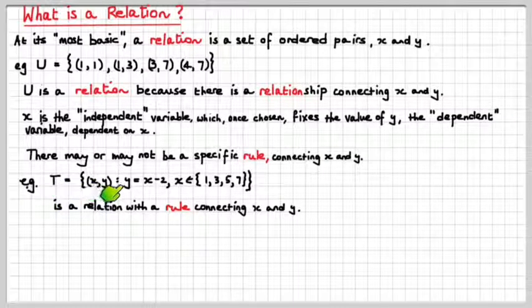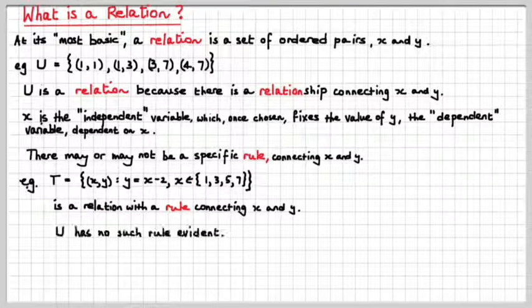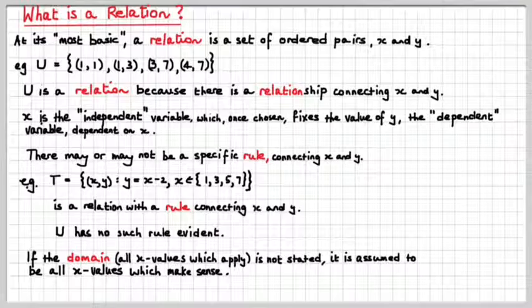This is a relation where there is a rule connecting y and x is any one of those 4 numbers, and you can work out y because it depends on x, yeah? Very simple. Alright, you can see above that U has no such rule evident, as I was saying just a moment before. If the domain, which means all the values of x which apply, is not stated, it is assumed to be all of the x values which would make sense, alright?